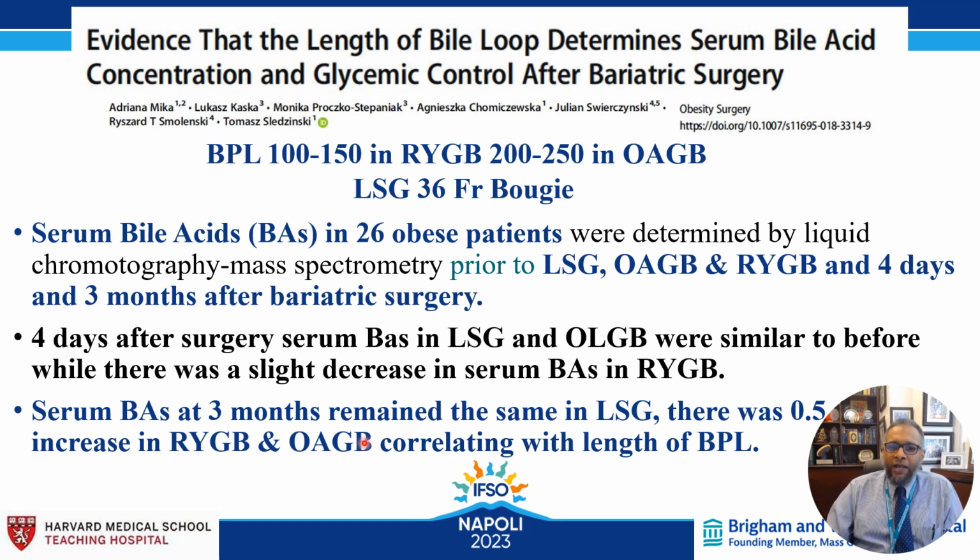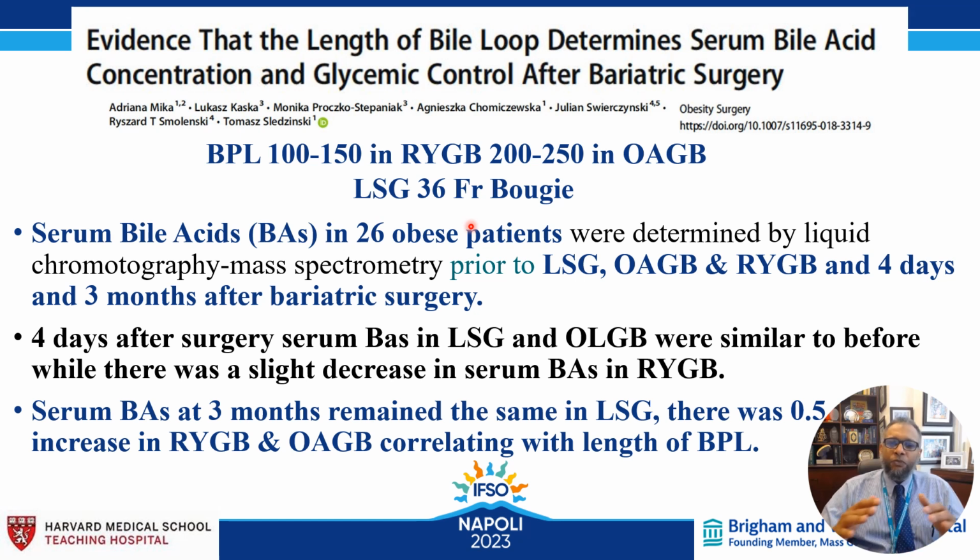Now, the reason why a longer biliopancreatic limb leads to more weight loss is unknown, and maybe I'll explore one idea, but there are other ideas that are described in the literature. What's known is that a longer biliopancreatic limb leads to more bile acids in the systemic circulation. This is a very small human study where they compared different BP limb lengths, shorter in Roux, longer in one anastomosis, to no bypass, like sleeve gastrectomy, in 26 patients.